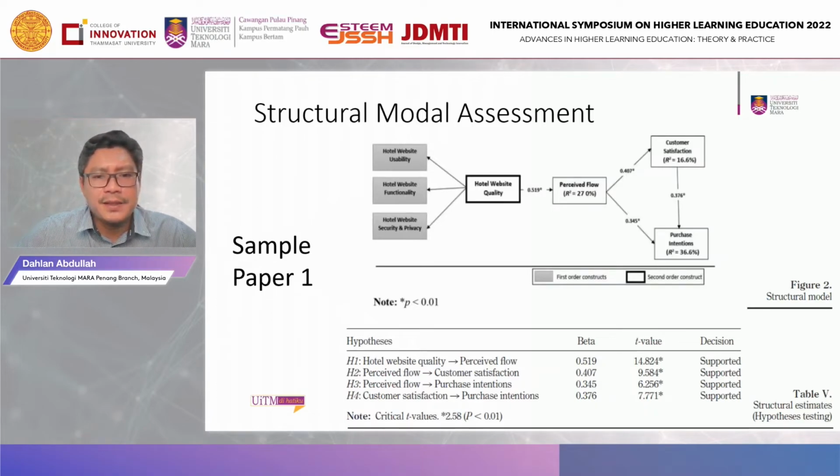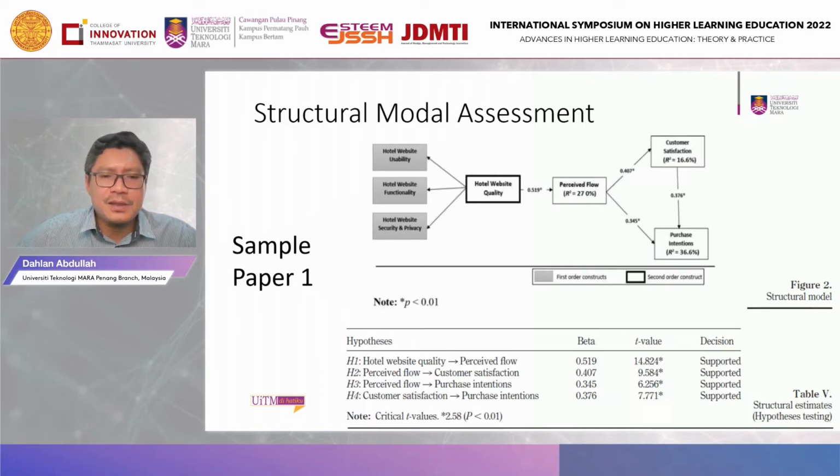Normally we need to present the result of our hypotheses, and show the hypotheses that we are measuring. For example, this study has 4 hypotheses, H1 until H4. In column 1, it is recommended you put the hypothesis number here, because some papers don't put the hypothesis number, so it is quite difficult for readers to know which hypothesis the path is for. For example, H1 is the influence of website quality on perceived flow. So how do we know whether website quality significantly influences perceived flow or not? We need to present the beta value here.